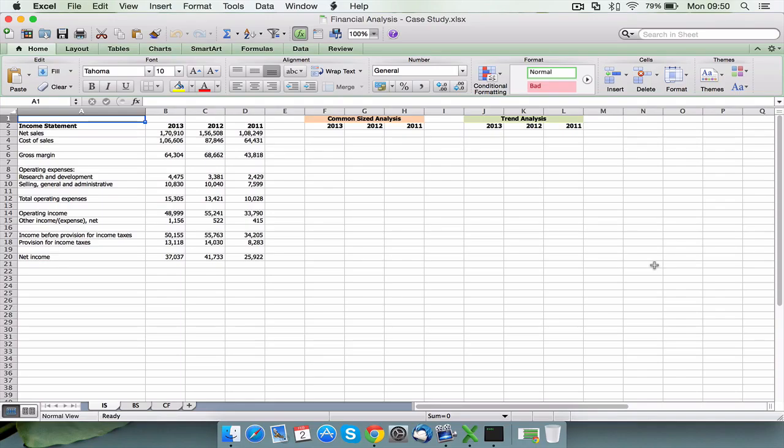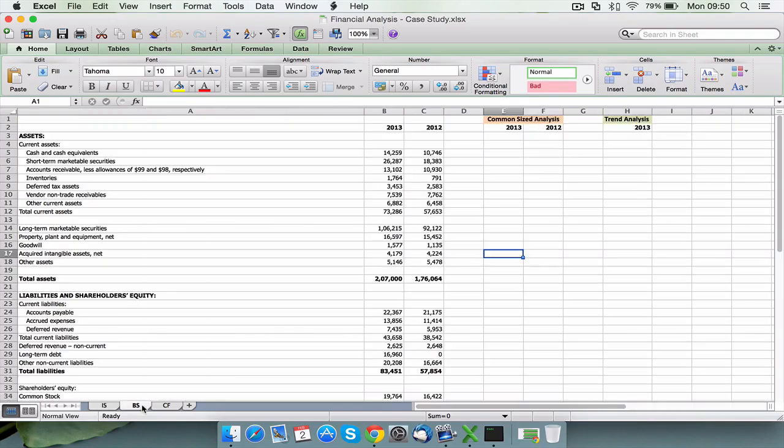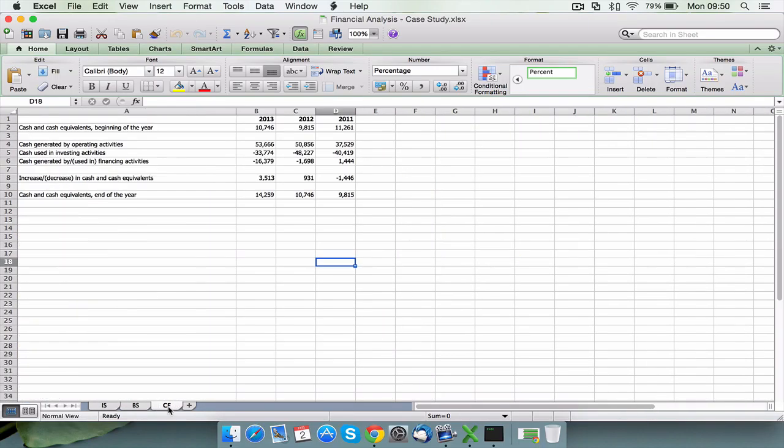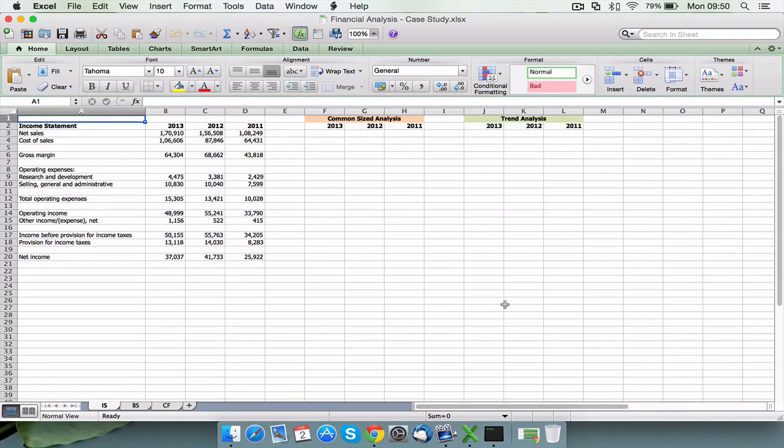Once you've done that, and when you've opened this file, you'll see three sheets inside this file. The first one is the income statement, the second one is the balance sheet, and the third one is the statement of cash flows. In this lecture, I'm going to teach you how to read the income statements of any company. We're going to use the example of Apple Inc. and we're going to understand how Apple has performed over the last 3 years.